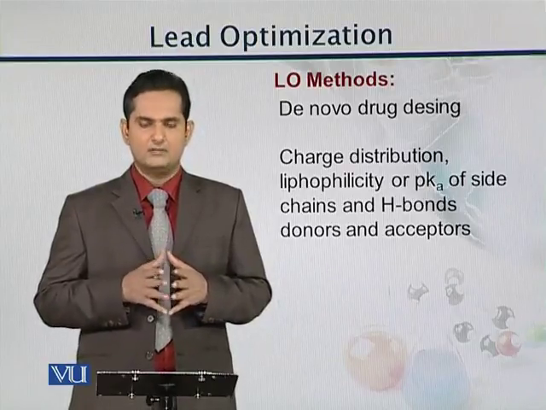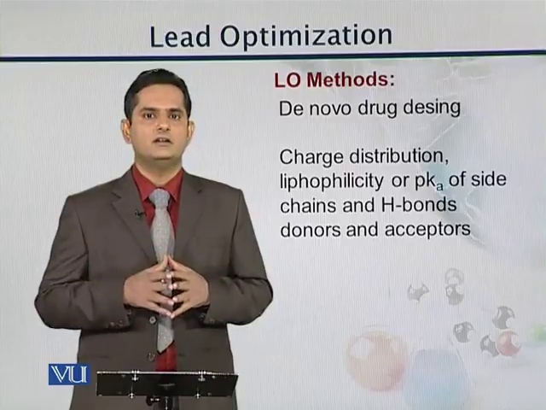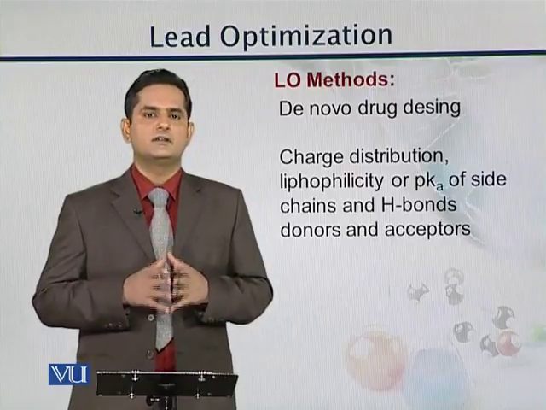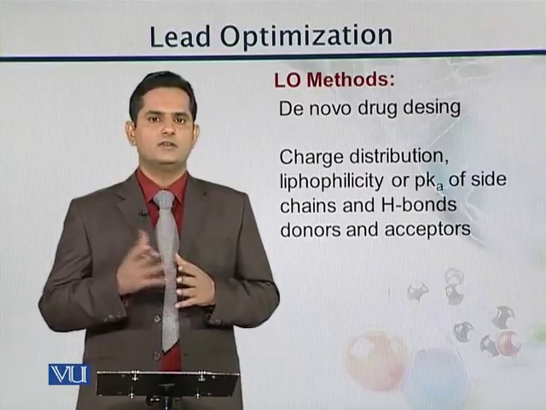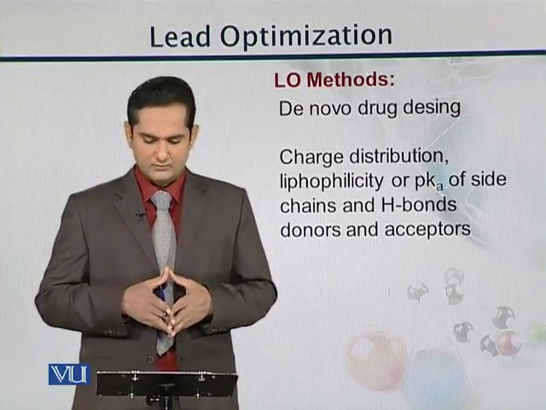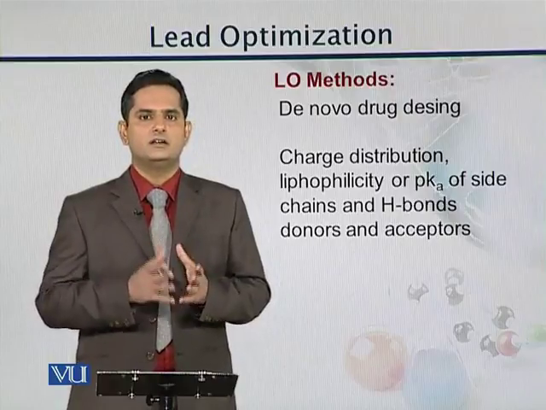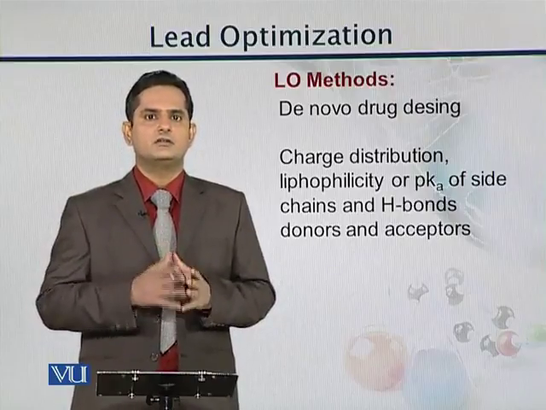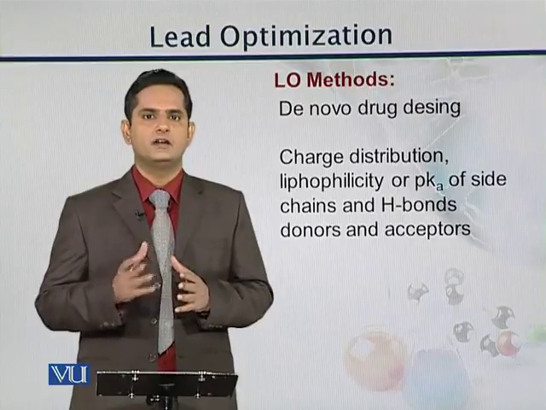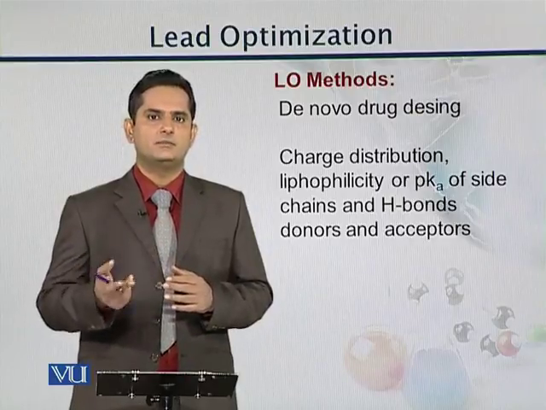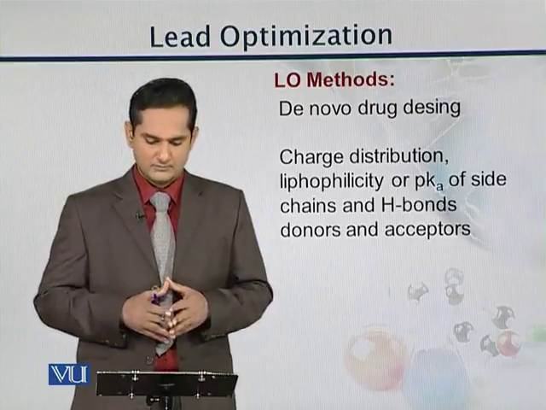Then we have pKa. The pKa value tells the tendency of a substance to dissolve in acid type things. And then we have side chains and H bonds, donors and acceptors, so that they can have a relationship with other chemical compounds with the help of their bonds, either in accepting or donating some information.